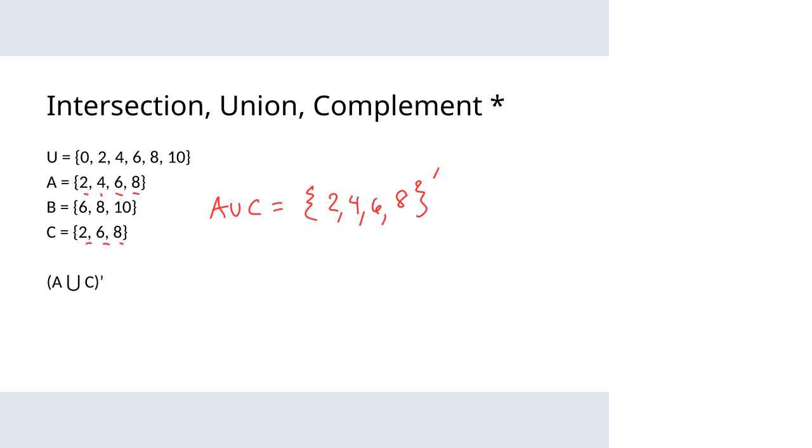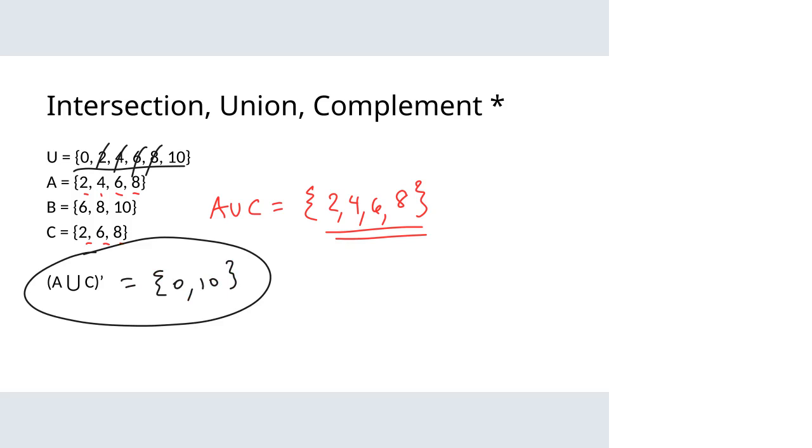Now what I want is A union C complement. So I need the complement of that set. Everything that is outside of here, but inside the universal set. One thing I will give you a little bit of a heads up on, make sure you're looking to see if there's little apostrophes when you take a quiz, especially. There could be an apostrophe there and you don't want to miss it. Just make sure you look. Okay, so if A union C is 2, 4, 6, 8, then everything else that's in the universal set is 0, 10. And so A union C complement is the set 0, 10.